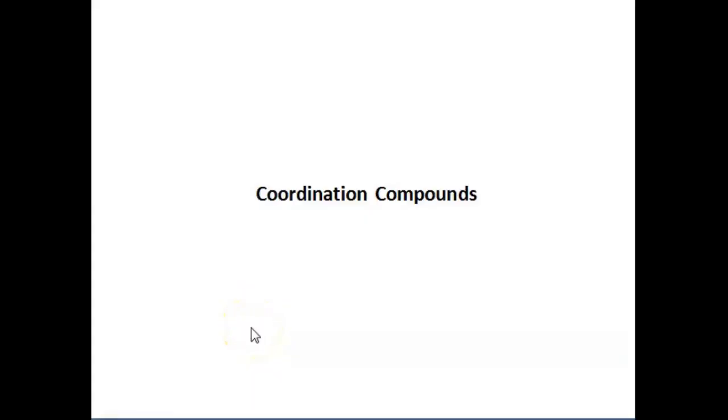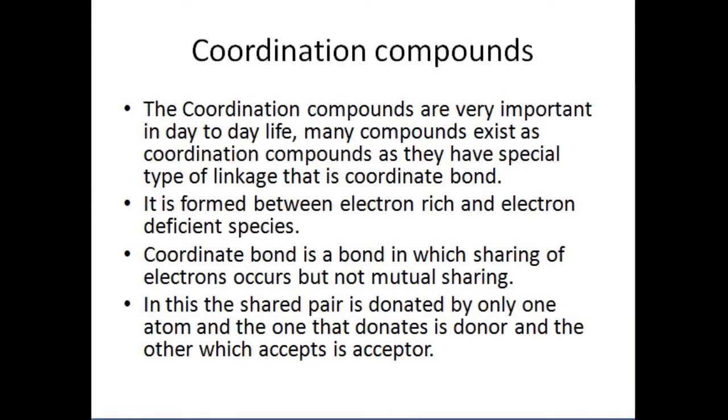Coordination compounds. Coordination compounds are very important in day-to-day life. Many compounds exist as coordination compounds as they have a special type of linkage which we call a coordinate bond. The coordinate bond is formed between electron-rich and electron-deficient species. So, a coordinate bond is nothing but a bond in which sharing of electrons occurs, but it's not mutual sharing.